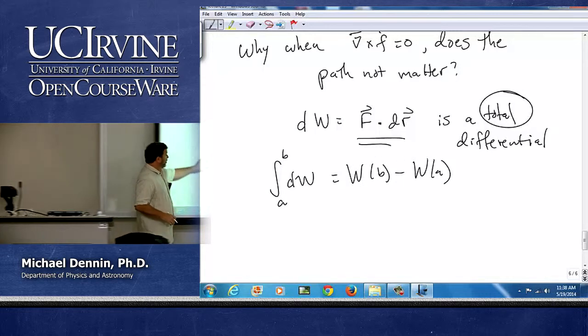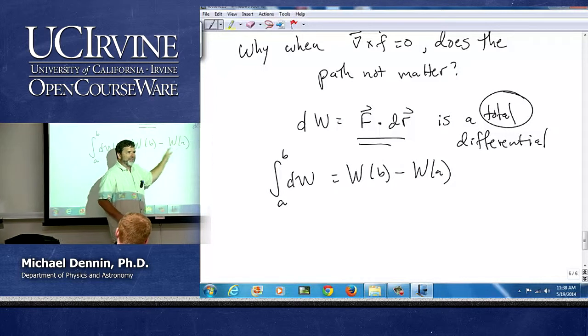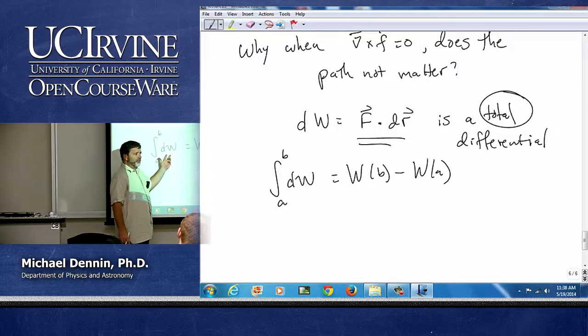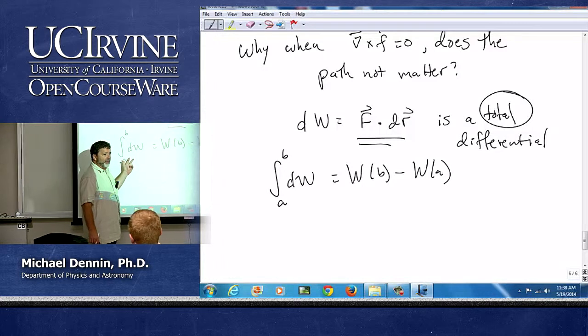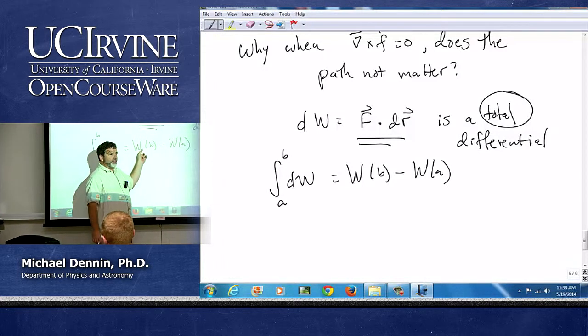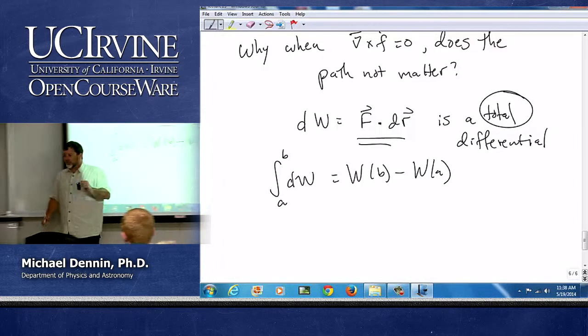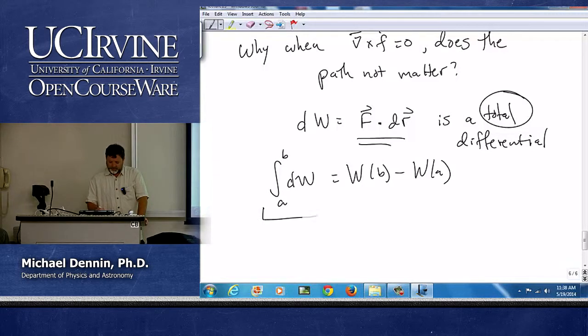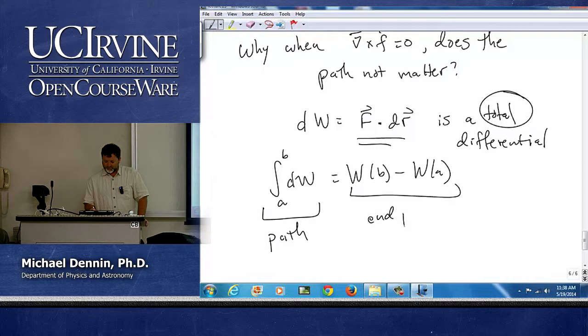I can just write it in terms of whatever this function is at the endpoints. That's the definition of a total differential: it is independent of the path, so I can just take the function and compute it at the two endpoints. And notice what we have is, in a sense, an integral over the path being converted into an integral over the endpoints. So the endpoints get the function.